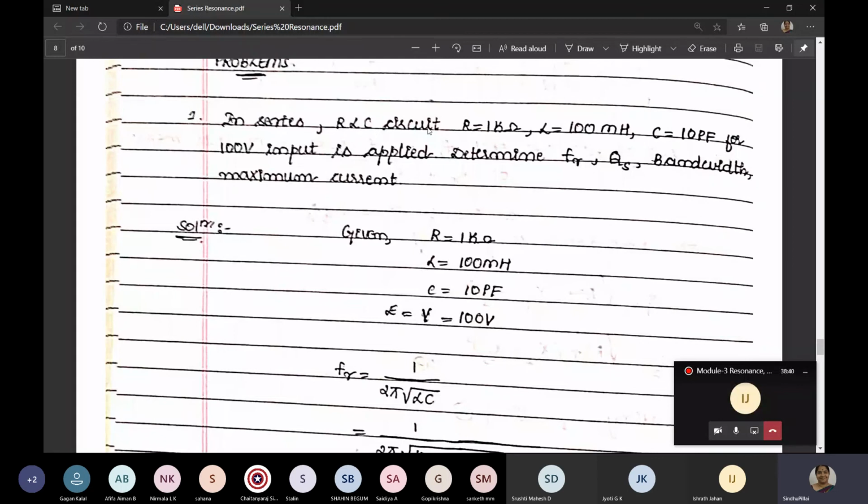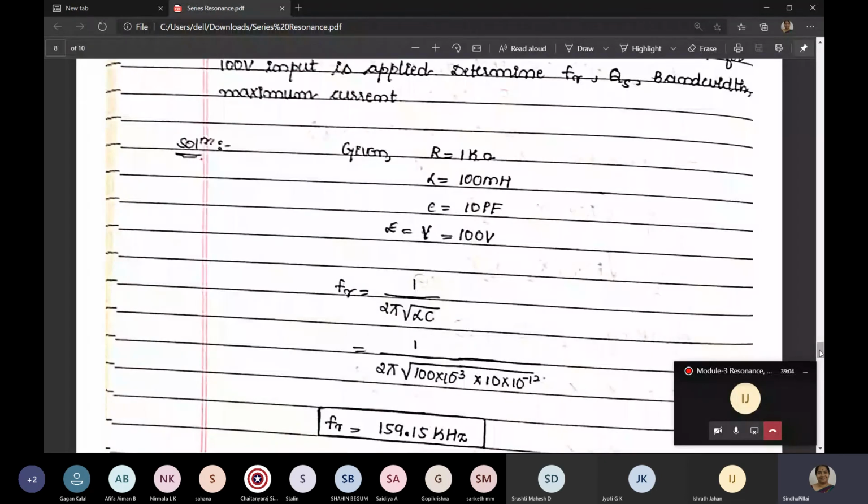In a series RLC circuit, R is 1 kilo ohm. They have given inductance as 100 millihenry and capacitance as 10 picofarad. A 100 volt input is applied. Determine FR, the resonant frequency, QS the quality factor, bandwidth and maximum current. All this you have to determine. Whenever they give a problem like this, first write the data they have given, please put it correctly: resistance, inductance, capacitance and voltage.